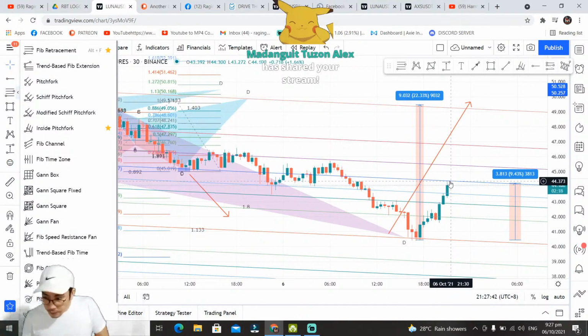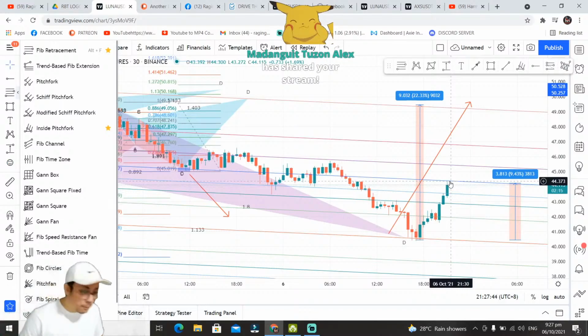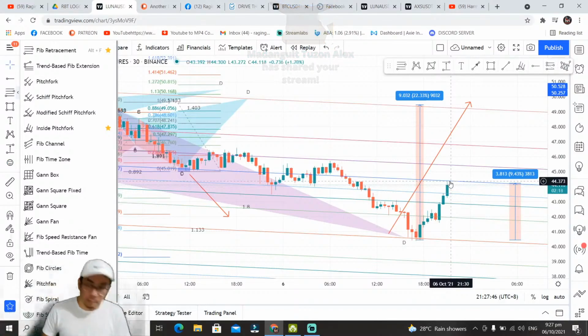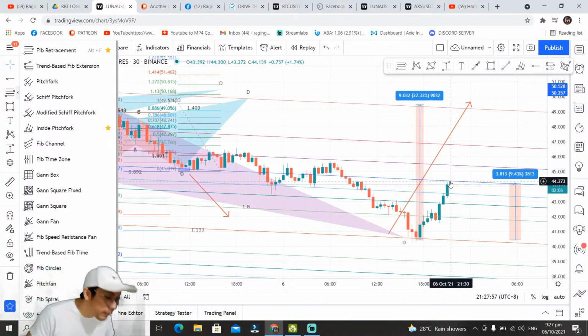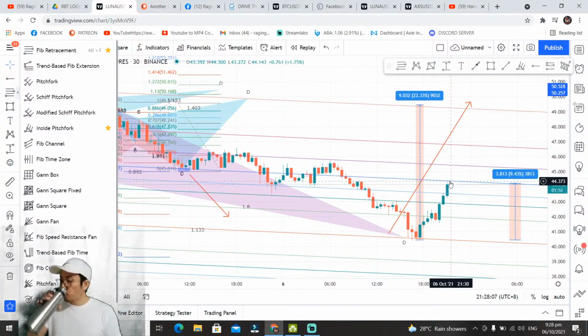In what time frame is harmonic pattern the most effective? It's effective in all time frames, di ba? You can use it as low as the 1 minute time frame. Then you can use it for one week time frame, 1 month time frame, 1 year time frame, di ba? It depends on what the chart will give you.